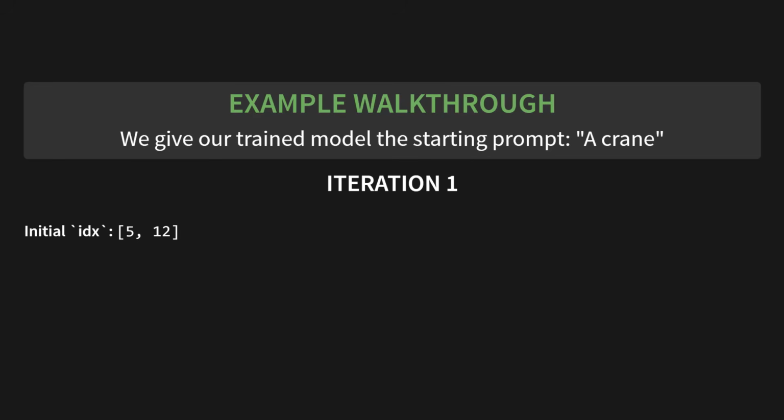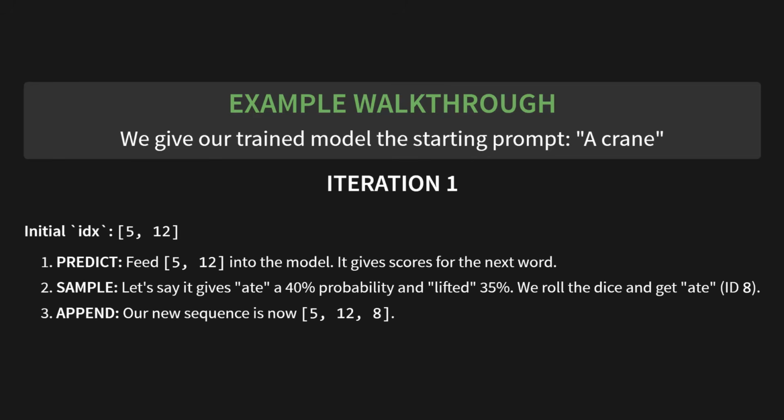We give our trained model the starting prompt, "a crane." So, iteration 1. The initial IDX is 512. First, predict. We feed 512 into the model. It gives us scores for the next word. Next, sample. Let's say it gives "is" a 40% probability and "lifted" 35%. We roll the dice and get "is," which has an ID of 8. Finally, append. Our new sequence is now 512, 8.